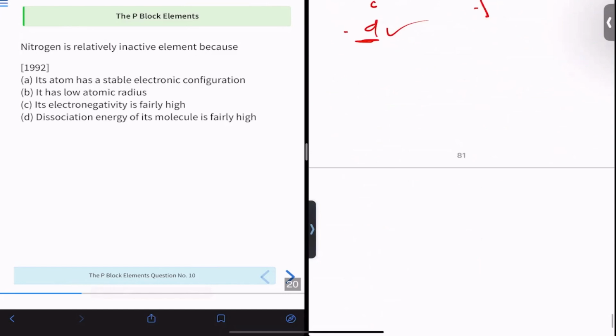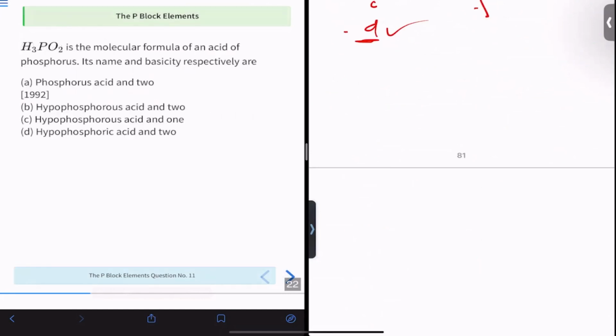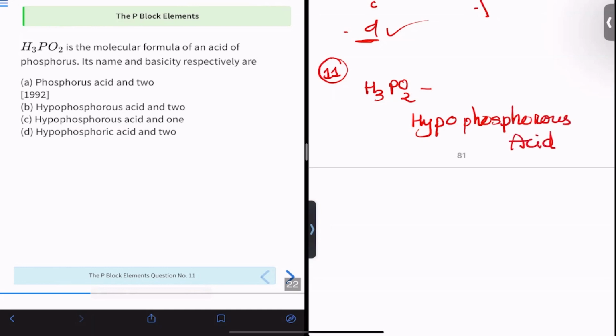Okay, guys. So with this, I'll move to question number 11. Question number 11 says H3PO2 is the molecular formula of an acid of phosphorus. What is its name and the basicity respectively? What is the name for H3PO2, guys? The name for H3PO2 is hypophosphorus acid.